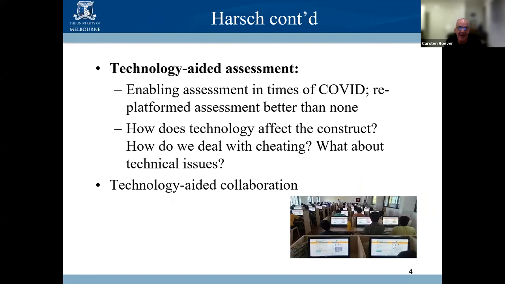Claudia talked about technology-aided assessment, enabling assessment in times of pandemic. Replatformed assessment is better than no assessment. Many of us have probably had to do that: just move everything online and try to make it work as best we could.